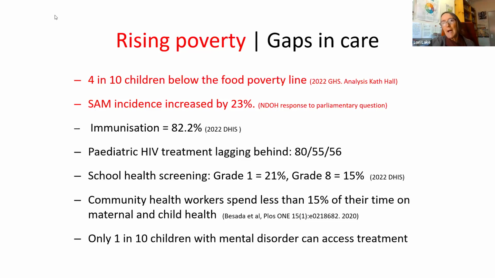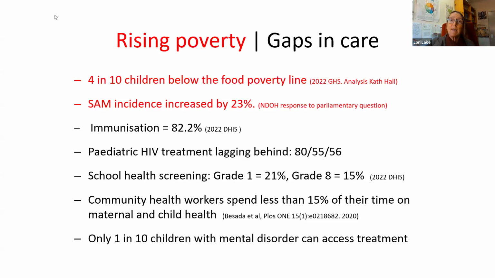There's definitely concerns about a rise in food poverty, with 4 in 10 children now living below the food poverty line. That means they're living in households where there isn't sufficient money to even cover the basic nutritional requirements of the child, never mind any other expenses there might be, or school shoes, or clothing, or electricity, or transport. So deeply, deeply concerning that nearly half of children in our country are living with those extreme levels of poverty.